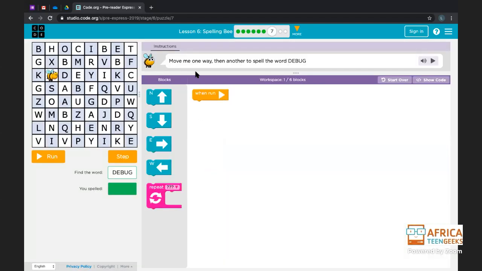Now we must move one way, then another way to spell the word debug. Let's find the word debug. So here's our little B, and there is D-E-B-U-G. Now, how are we going to do this? Pratik, are you going to answer this question for us?